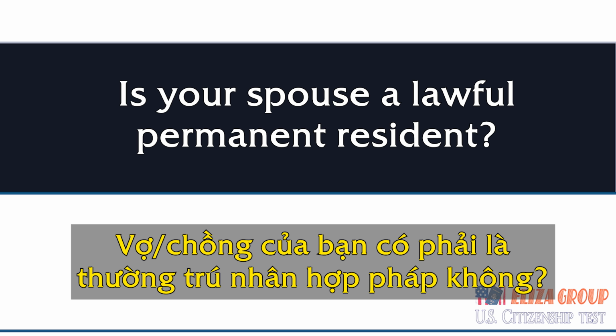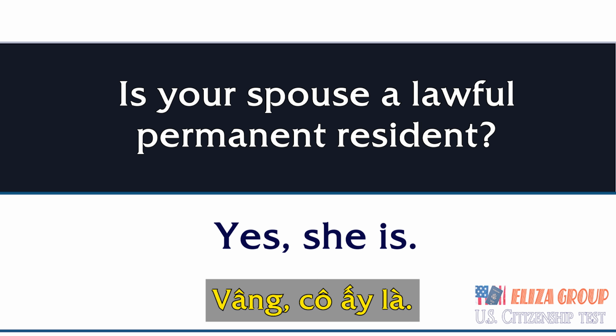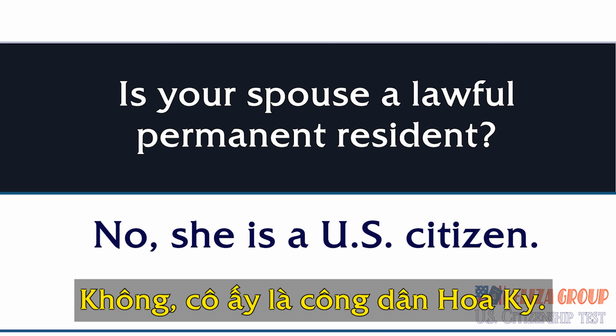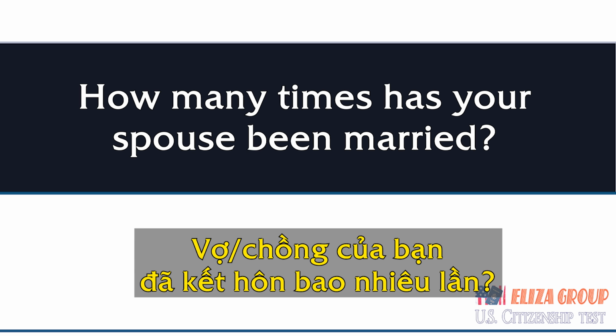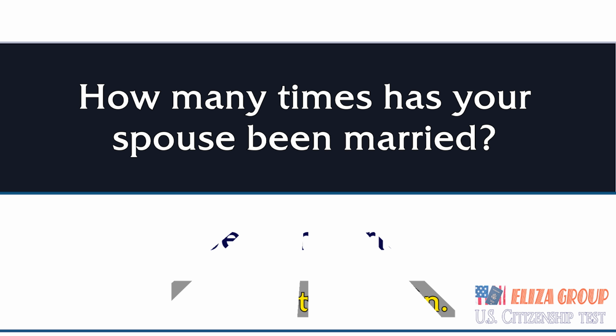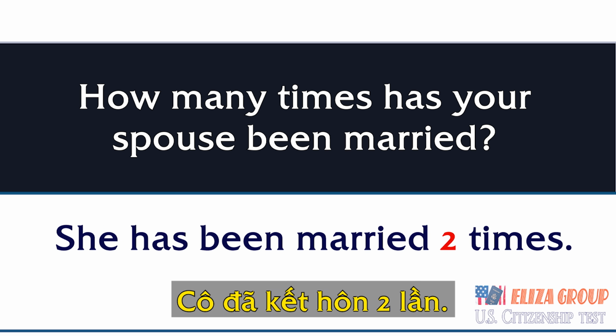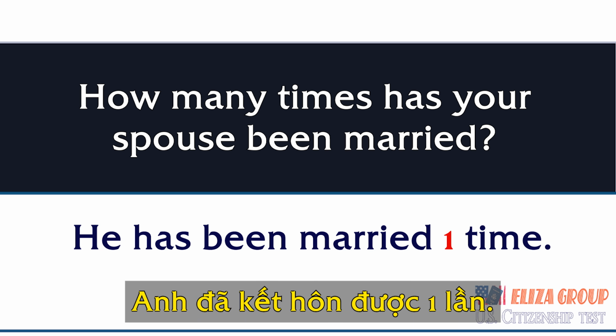Is your spouse a lawful permanent resident? Yes, she is. Or no, she is a U.S. citizen. How many times has your spouse been married? She has been married 2 times. He has been married 1 time.